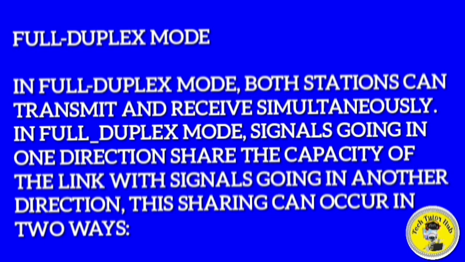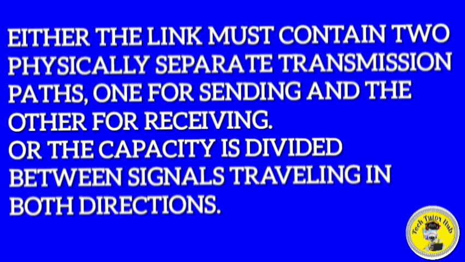Full duplex mode. In full duplex mode, both stations can transmit and receive simultaneously. Here, the signals going in one direction share the capacity of the link with signals going in the other direction. This sharing can occur in two ways. Either the link must contain two physically separate transmission paths, one for sending and the other for receiving, or the capacity is divided between signals traveling in both directions.